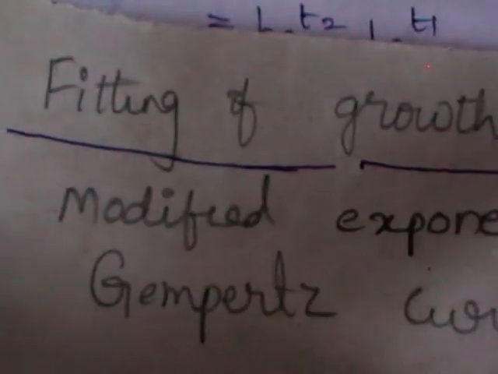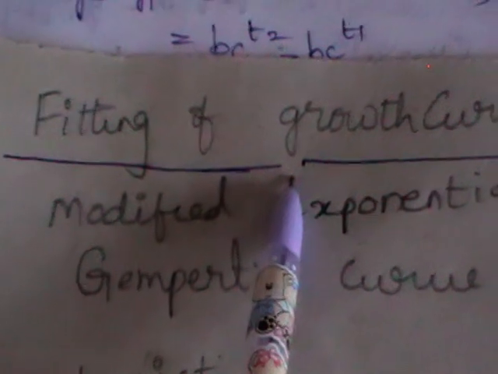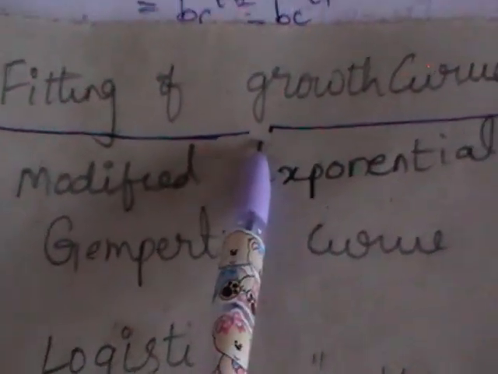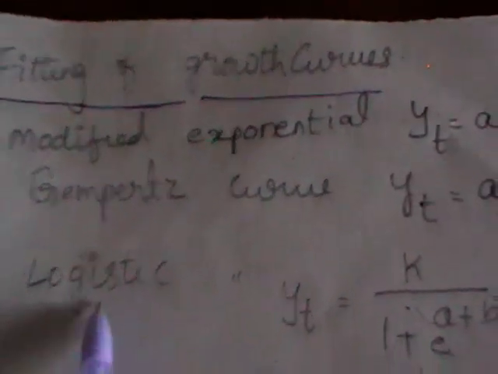Next one is fitting of growth curves. In the previous sections we have discussed fitting of parabola and straight lines. Now we are going to deal with fitting of growth curves. These three together are called growth curves: modified exponential curve, Gompertz curve and logistic curve.